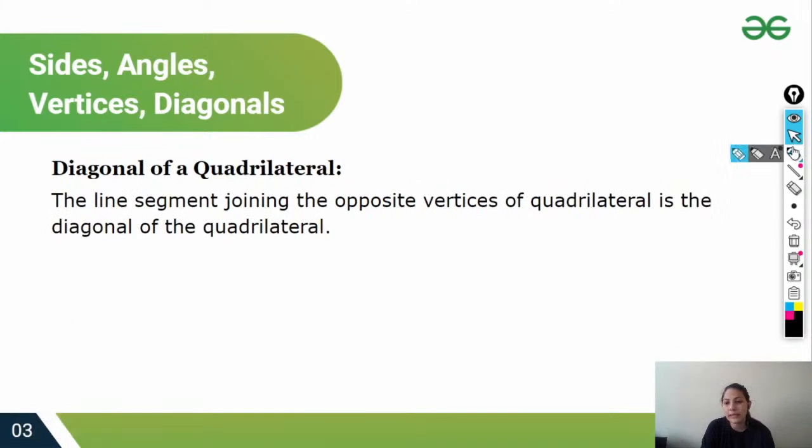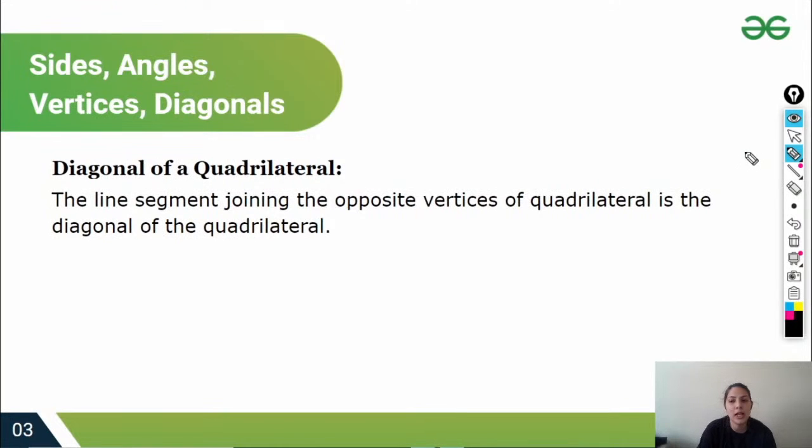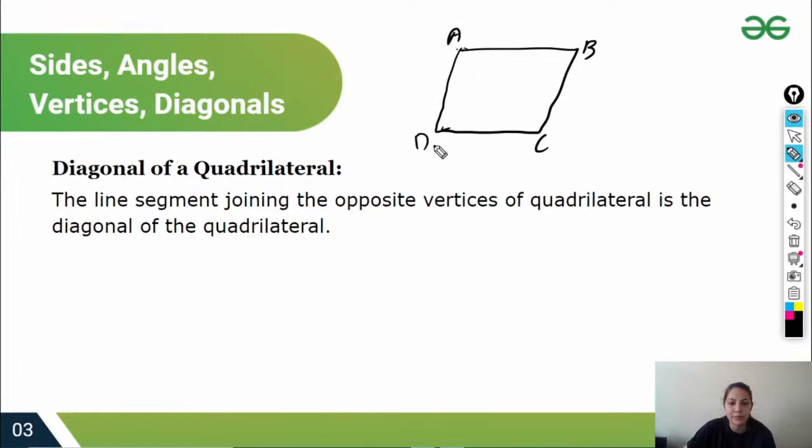Diagonal. So what is diagonal? Diagonal, okay, let me draw A, B, C and D. Now, diagonal is a line segment joining the opposite vertices of a quadrilateral. It's called the diagonal of the quadrilateral. So a line segment that is joining the opposite vertices, like B and D were the opposite. Isme koi arm nahi hai, koi common arm nahi hai. A and C were the opposite vertices.